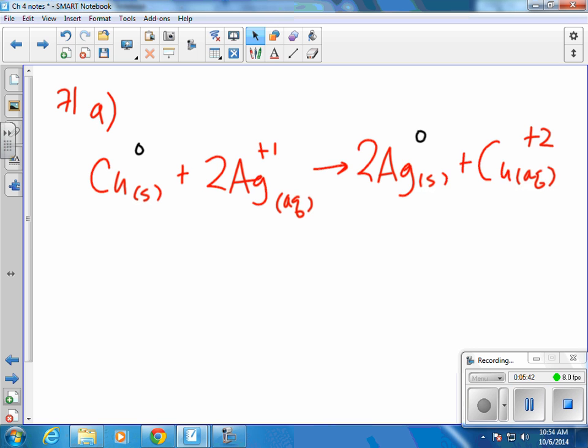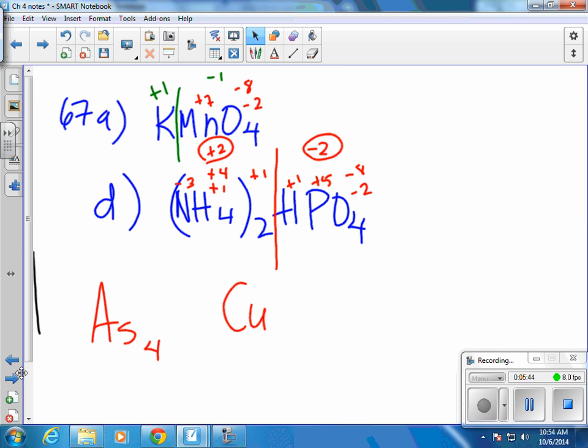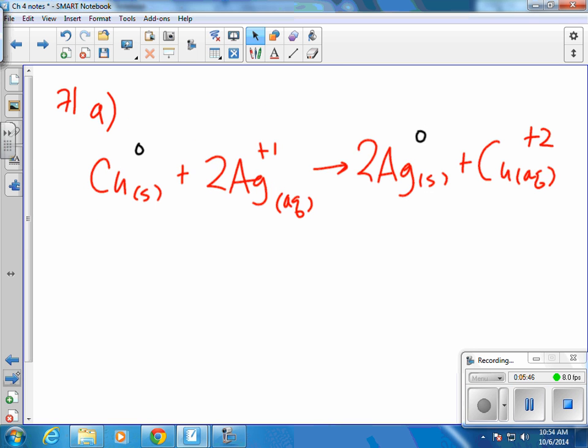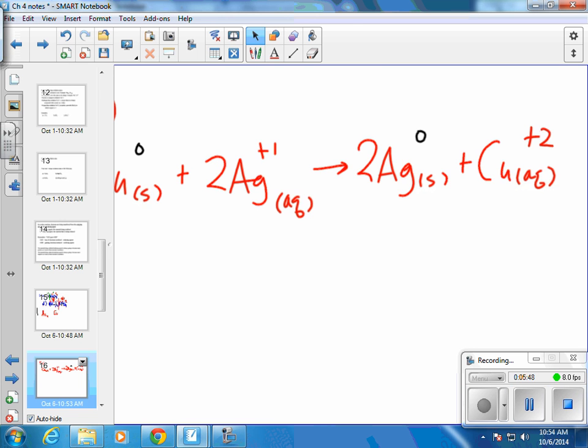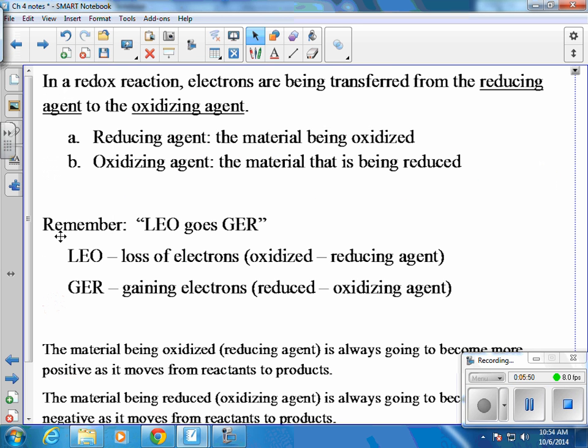So take a look at the notes that I told you to pull out. Let's see, where are they? So this is right here. This is the information that's going to help us understand what's being reduced and what's being oxidized. There are lots of terms here, but if we keep it really simple, you'll understand it. In redox reactions, electrons are being transferred from the reducing agent to the oxidizing agent. It's always going to be reducing to the oxidizing.